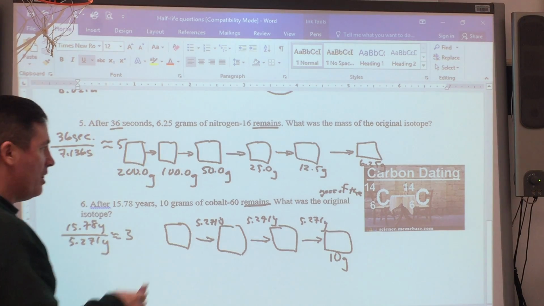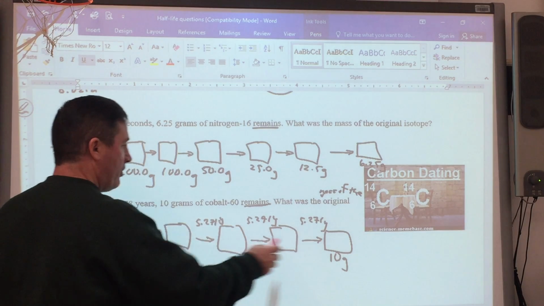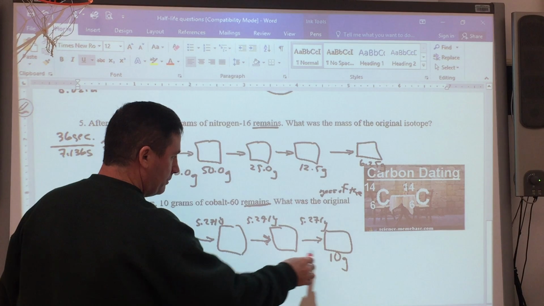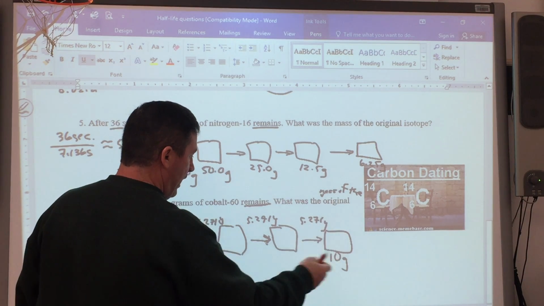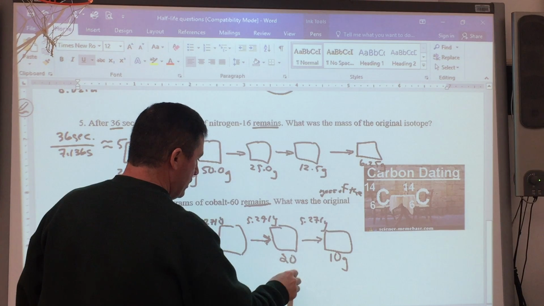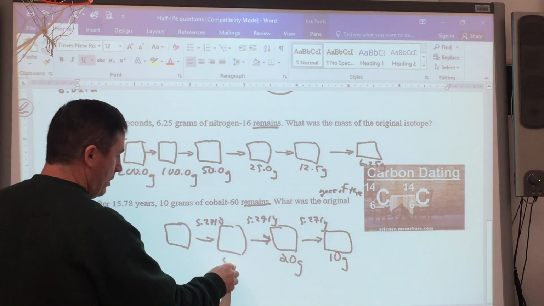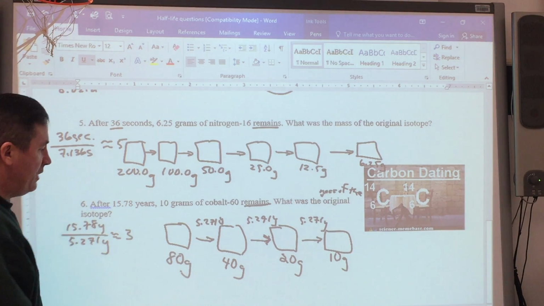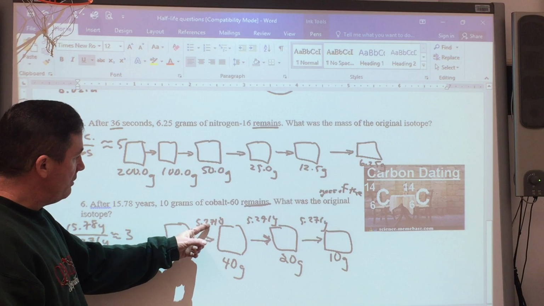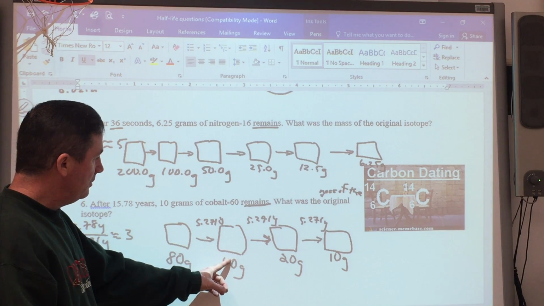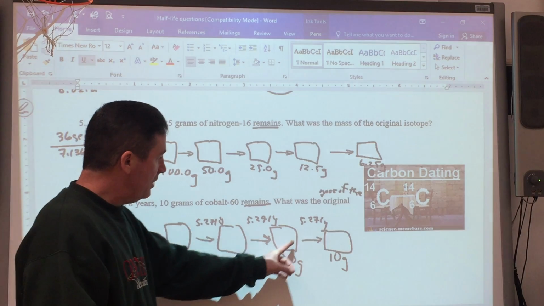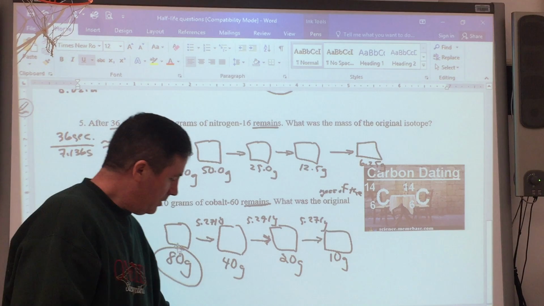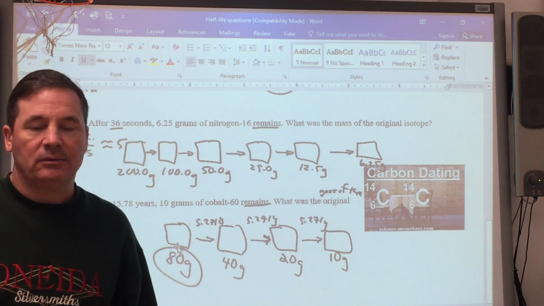So, 10 grams remain. How much will be here? Well, from here to here it went half. So from here to here, I have to double it. 20, 40, 80. So if I started with 80, after 5.271 years, 40 will remain. Another half-life, 20, another half-life, 10. Answer, 80 grams. Okay? We'll do more of those on Monday. Good luck.